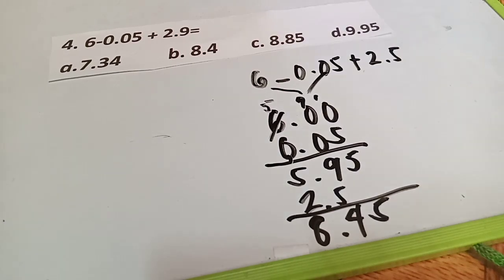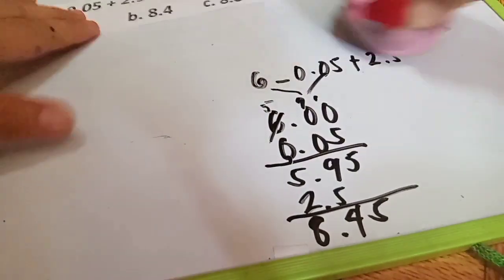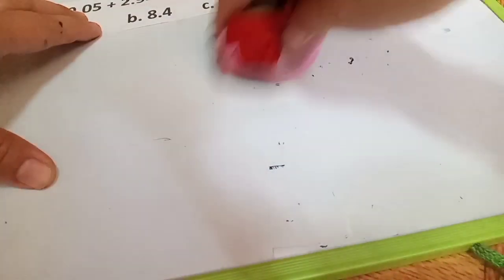Don't forget to add also decimal places. That will be the whole number. If you subtract that to another decimal in subtraction. Okay, let's proceed to number 5.